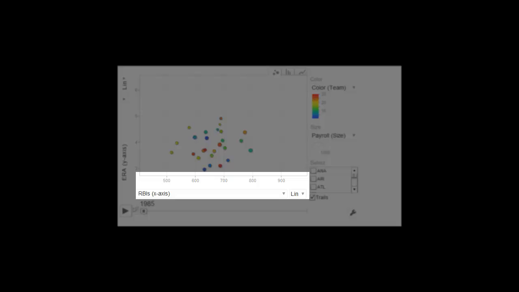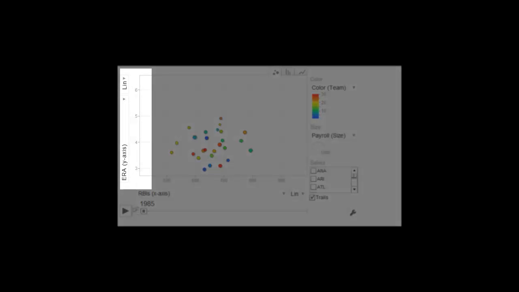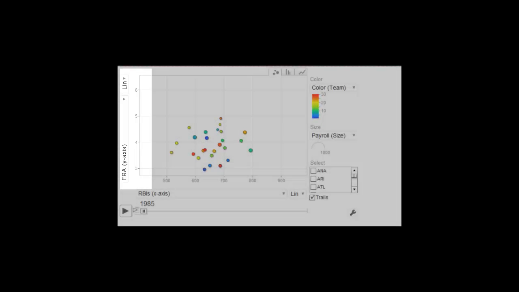For the x-axis, for each team, we will have total RBIs. For the y-axis, team ERA. Starting with 1985, for each team, we will graph a bubble. The size of the bubble will represent the total player salaries for that team. In 1985, the bubbles are small, but they will grow as we go forward in time.